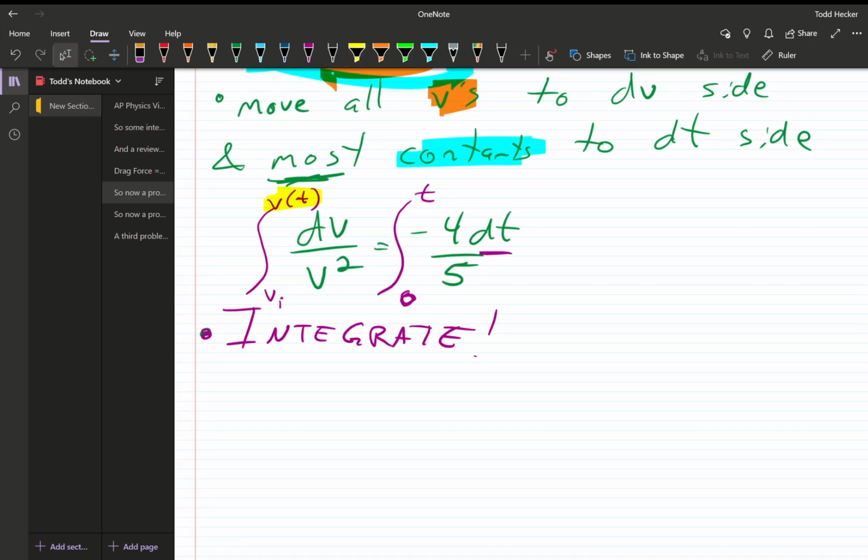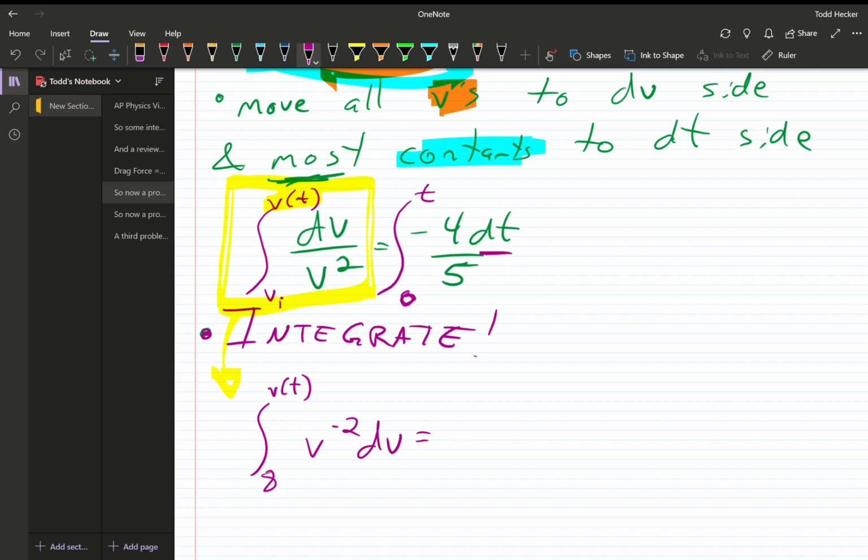So let's do the left-hand side of this thing. Everything I'm going to do now is going to be this mess. So the integral of dv over v squared. Well, we just learned how to do this. So this is the integral from vi, and we know our vi is 8, so I'm going to put 8 there, to v of t, and this is v to the negative 2 dv.